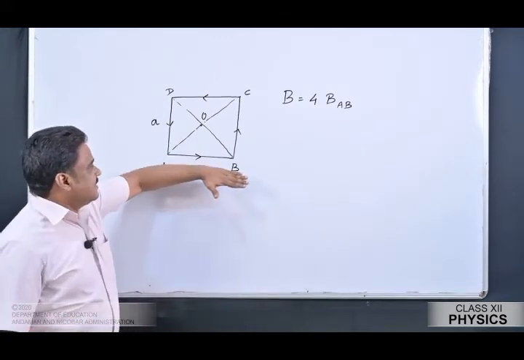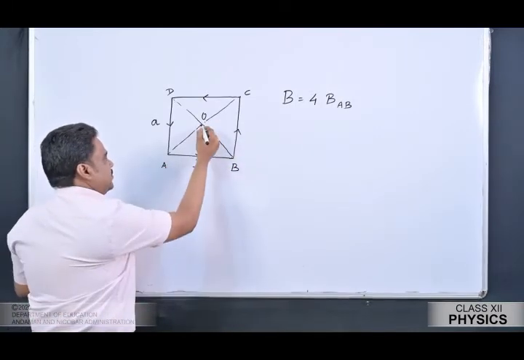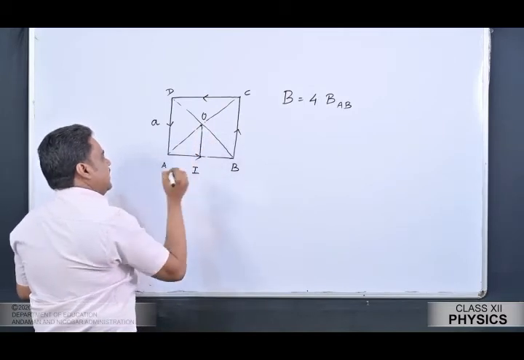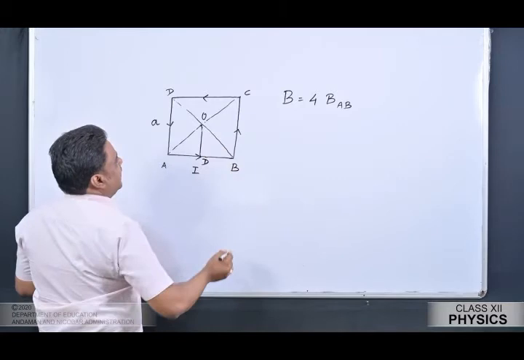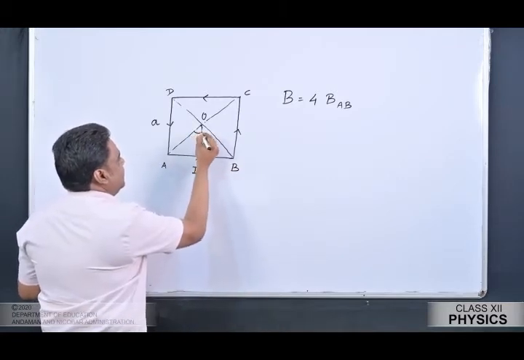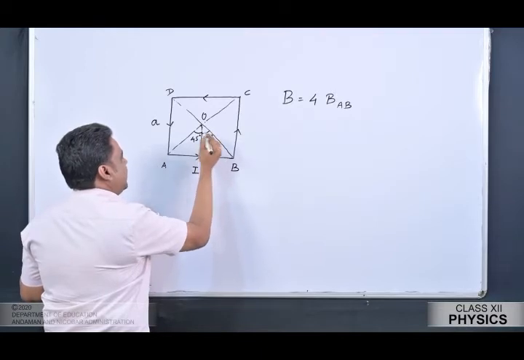It is a straight conductor with a point in the middle. You are able to see this point is in the middle. So I'm going to mark this as OD. Obviously you are able to see this will be 45 degree and this will also be 45 degree.